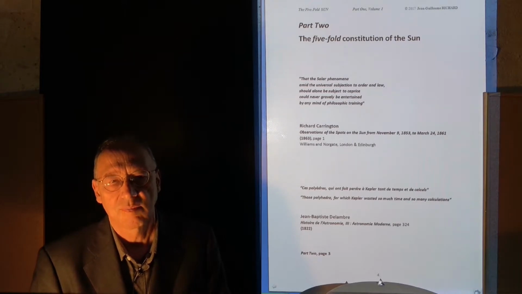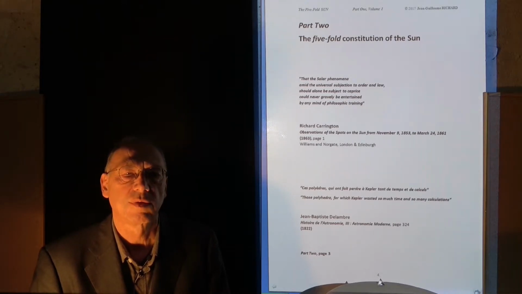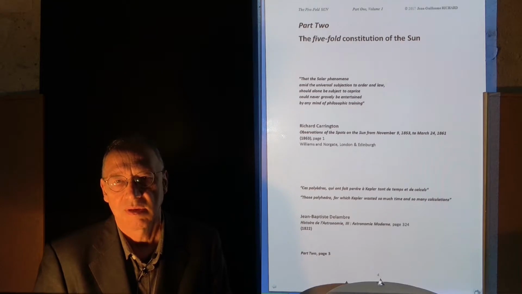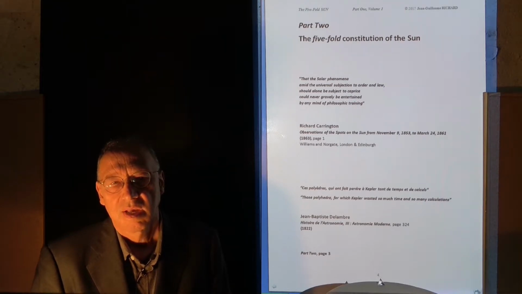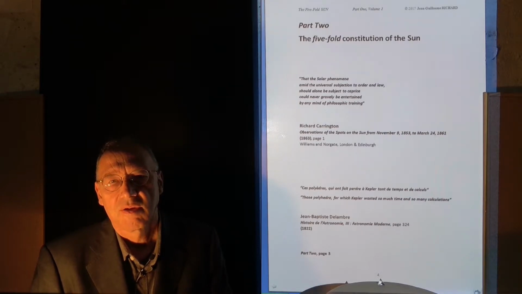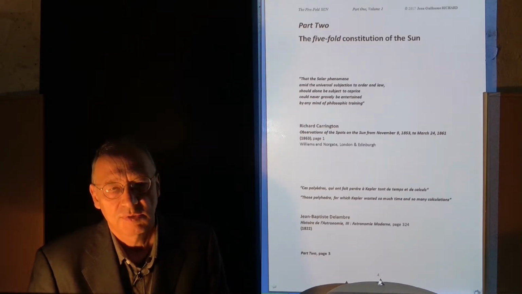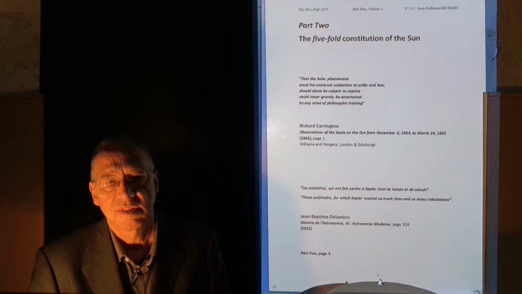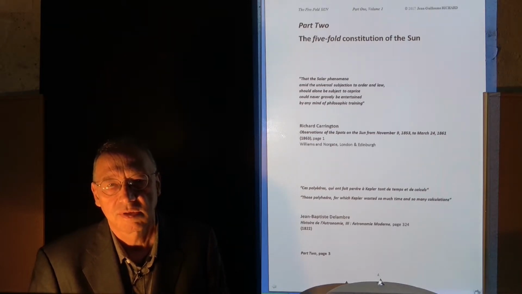We would say in modern 20th century terms, why would the Sun be a chaotic object or a random phenomenon amid the universal subjection to order and law? At least that was the impression of Richard Carrington.